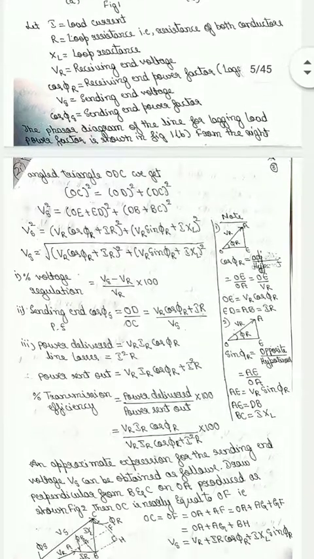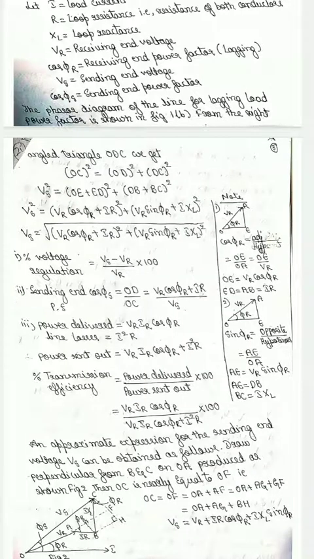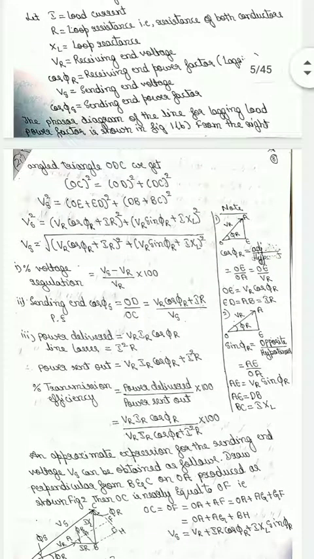Next, VS square is equal to, what about OE? I have taken a small triangle in my notes, and you can see OE we can write as VR cos phi R. ED is equal to IR. Next, DB is equal to VR sin phi R, and BC is equal to IXL. VS is equal to the square root of (VR cos phi R plus IR) whole square plus (VR sin phi R plus IXL) square.